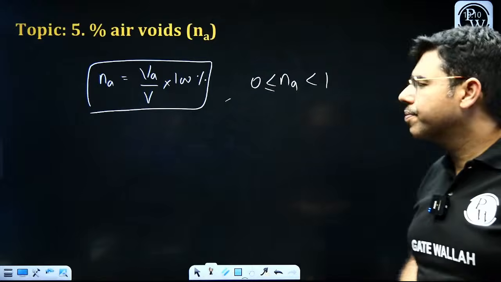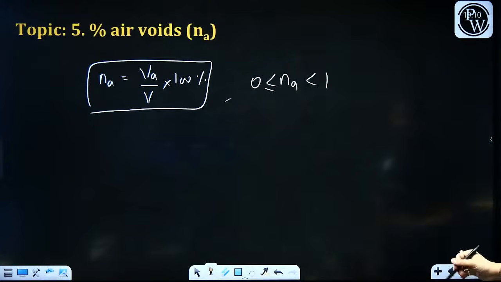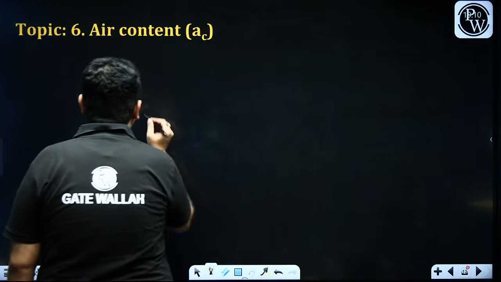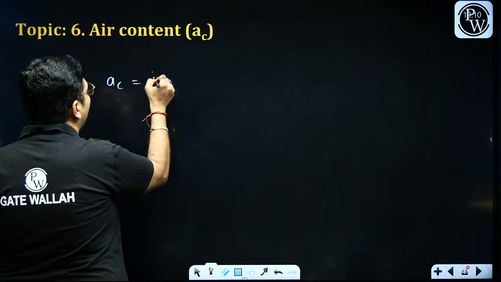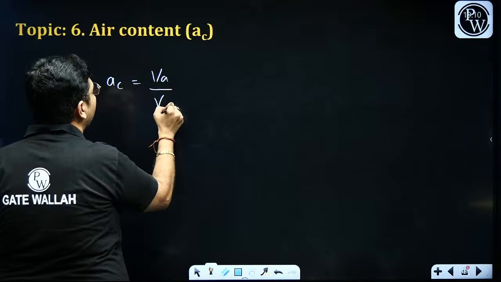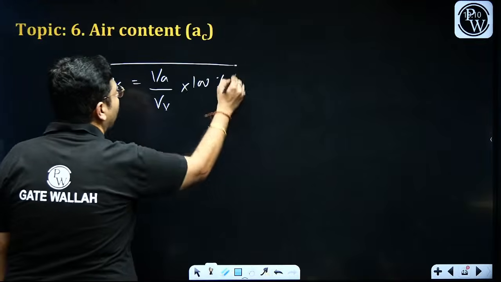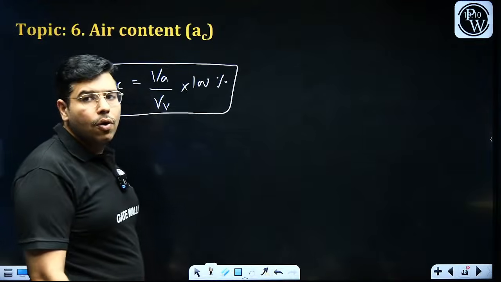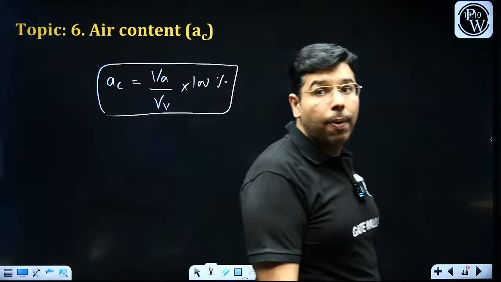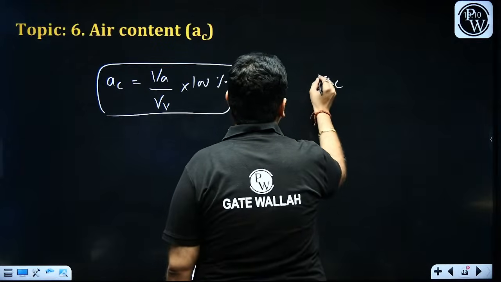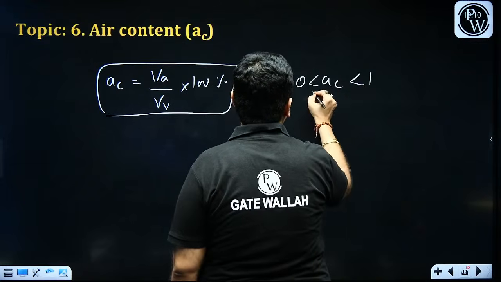Got my point? These limits also you should remember. Air content, how would you define the air content? Air content is volume of air divided by volume of voids. It tells me how much of void volume is occupied by air. Simply AC is between 0 to 1.